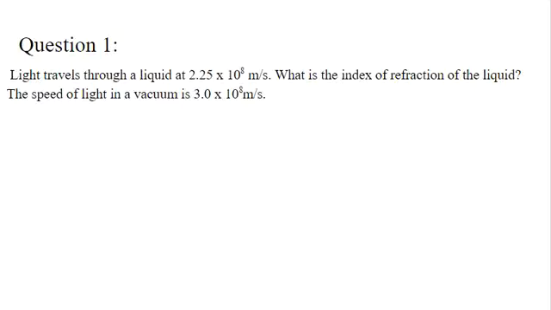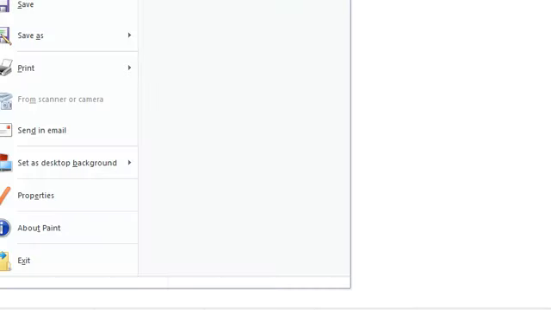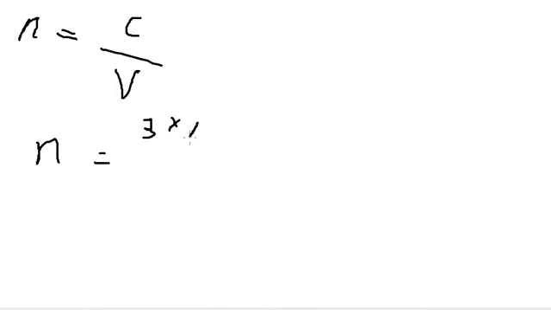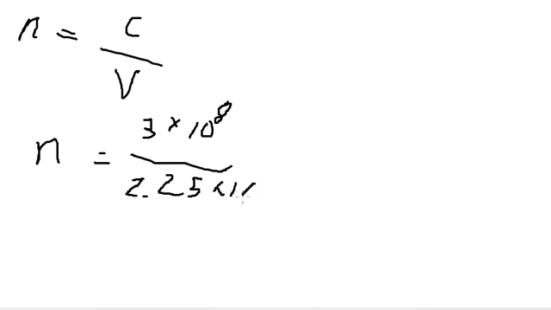So we're going to write the equation. N is equal to C over V. So the speed of light in a vacuum is 3 times 10 to the 8th, and we're going to divide that by 2.25 times 10 to the 8th. And that is going to give us 1.3 as our index of refraction.